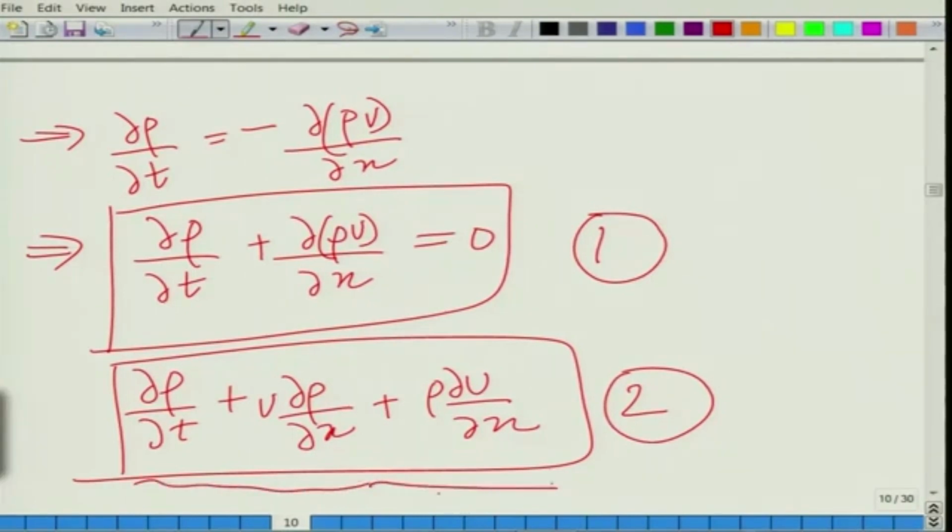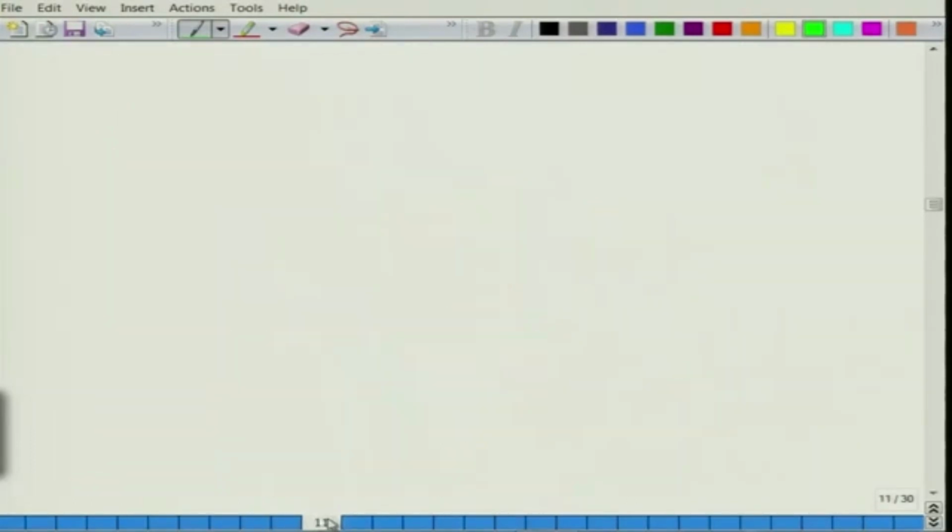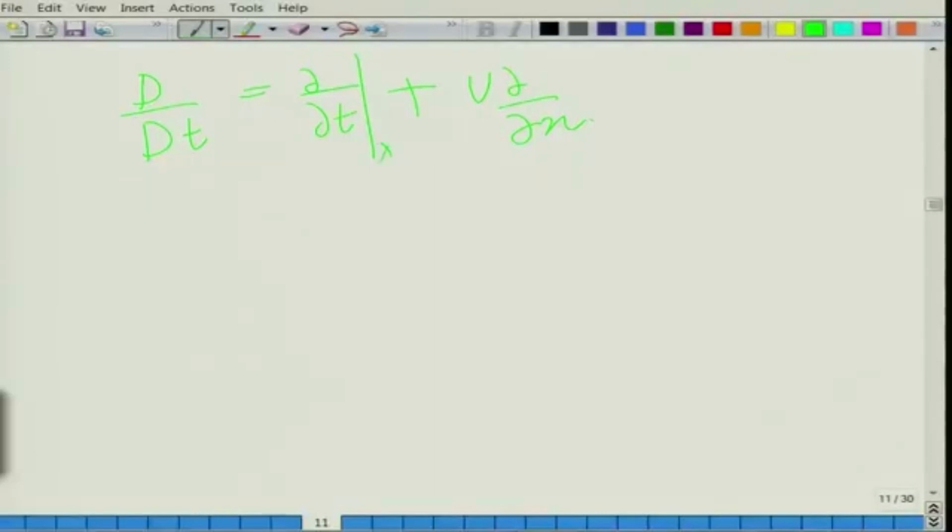Now I want to draw your attention, before we begin the momentum equation, to this particular term that I have encircled. Typically in fluid mechanics this term is called the total derivative, given by this operator. It comprises the variation of a quantity with respect to time at a fixed location, and here the spatial variation of a quantity at a given time, and u is the velocity in that direction. So this is called the total derivative in fluid mechanics.